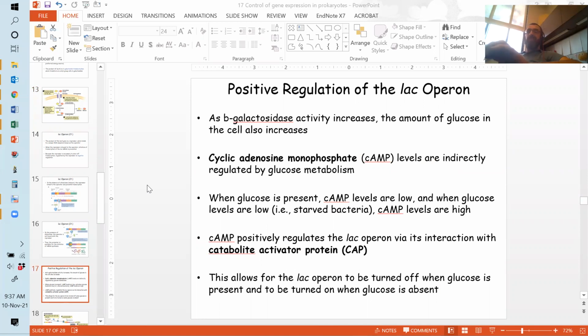And so glucose, or glucose levels, cannot be directly detected, and so it has to use an intermediate sensor, I guess. And this is also something that we do. When your glucose levels drop, there's another metabolite called cyclic adenosine monophosphate, or cyclic AMP, which rises. And so cyclic AMP is kind of like a starvation sensor.